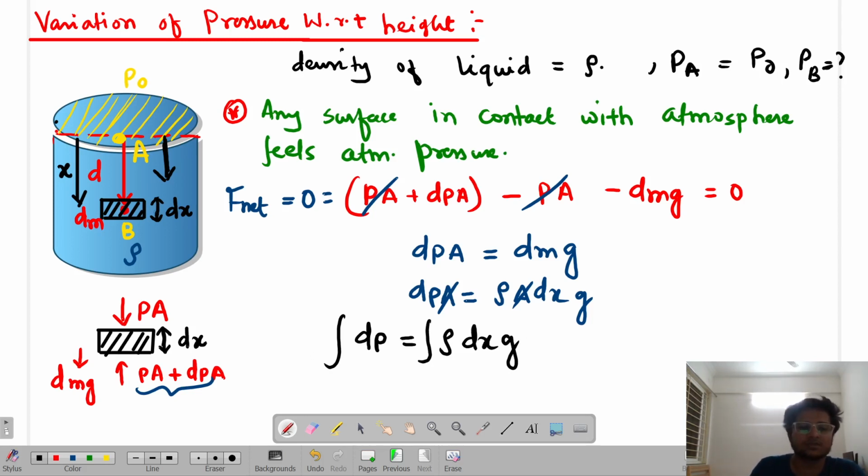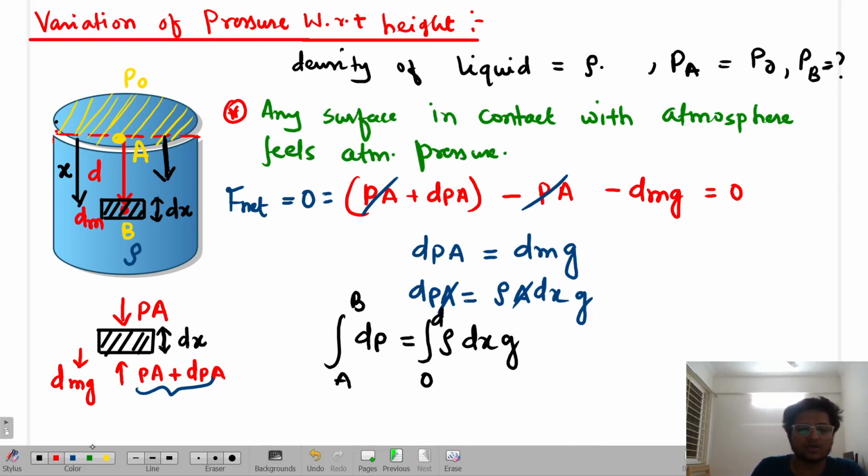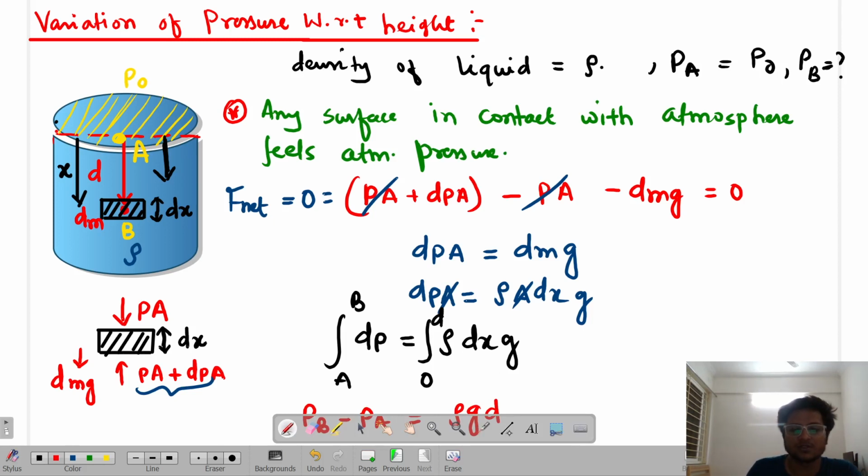And I need to do this integration because I have to find it at any random height. So the variation of pressure happens from where? Basically, I want to find the pressure at point B, but I'm coming from point A. So the integration must be taken from A. At A, height is 0. At B, the depth is d. So basically, the equation becomes: P at B minus P at A is equal to rho g is constant, so rho g into depth. The integration of dx is just x. So rho g d. Is that clear? Are you able to get me or not?